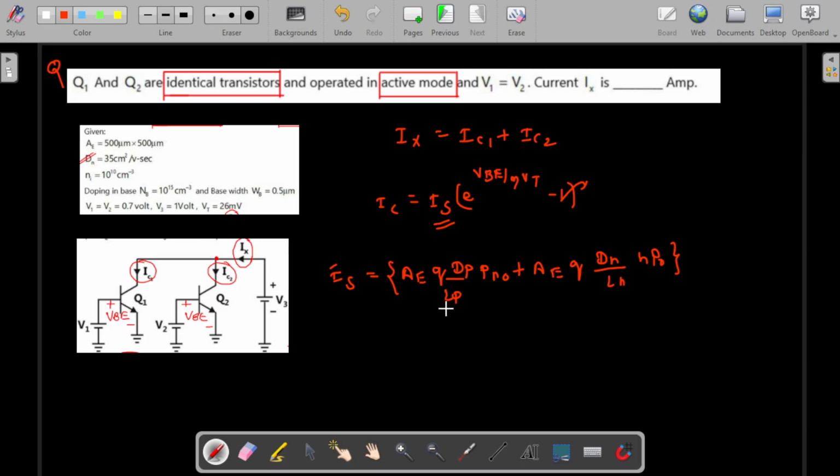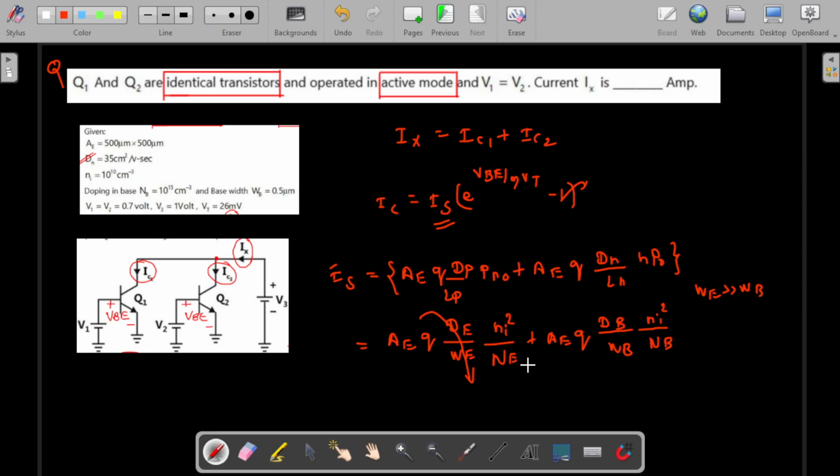This can also be rewritten as AEQ DE Ni squared divided by NE, because it's in a BJT, for the emitter, plus AEQ DB over WB times Ni squared divided by NB. The first term can be completely ignored because we know the width W is much greater than WB, so that reciprocal is negligible. If we simply take IS equal to the second term, we can find the answer.